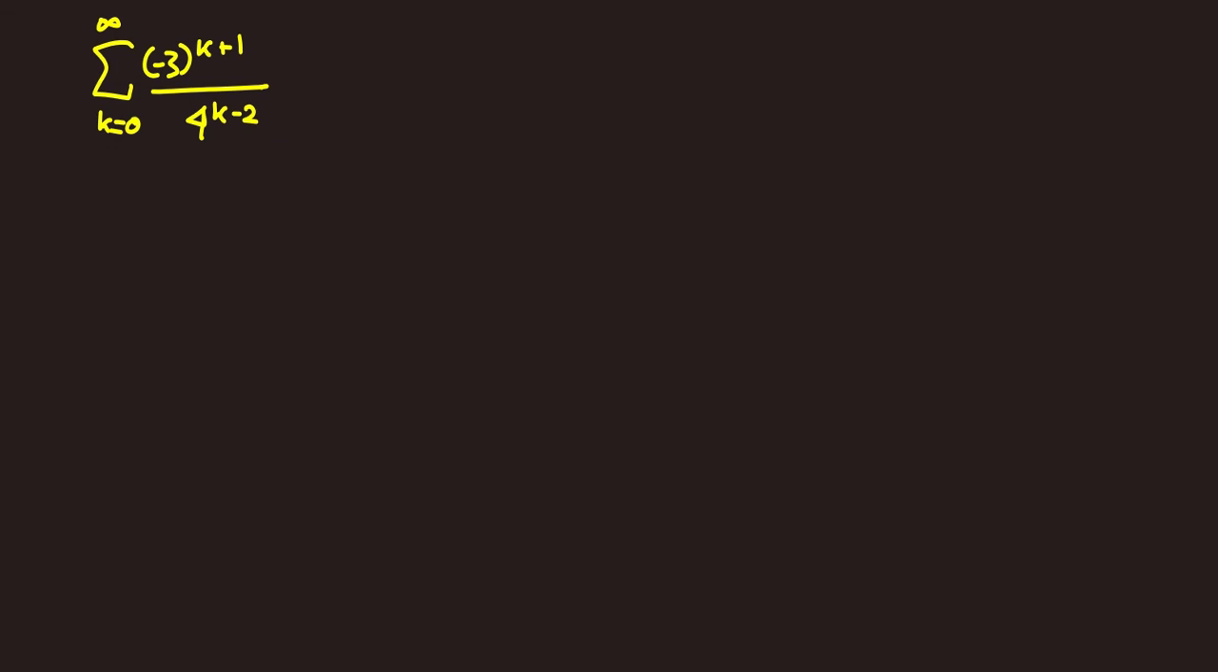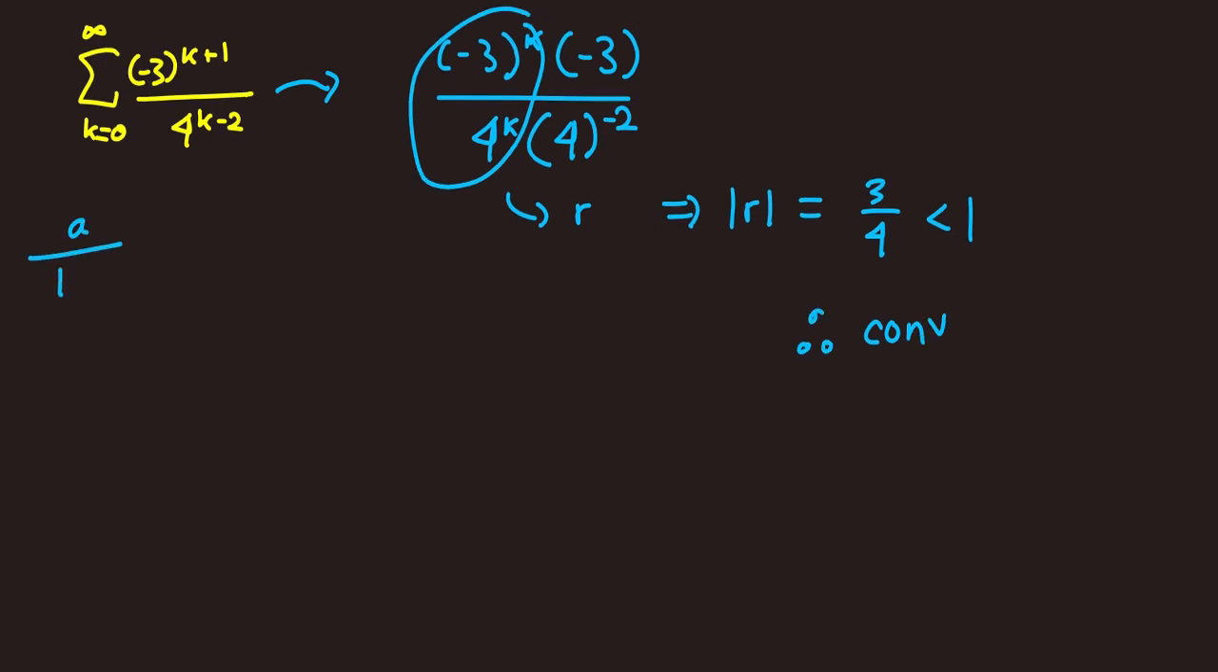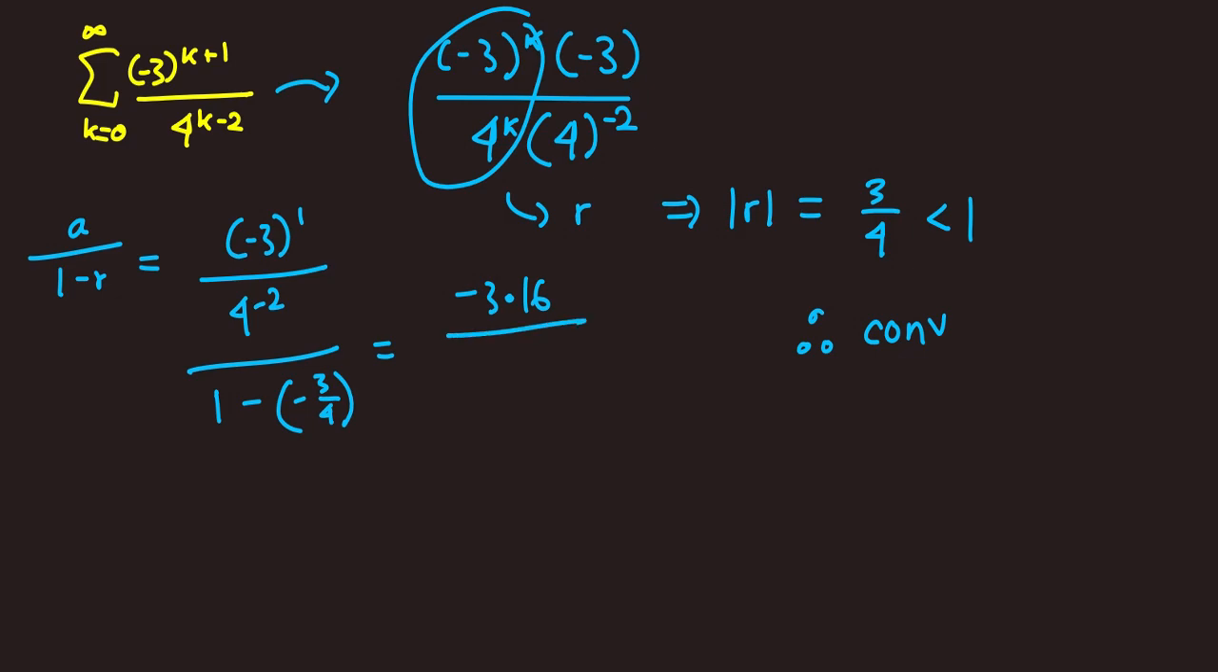For this one, you're going to have to do some work to get the ratio. So for the numerator, negative 3 to the k plus 1 can be represented as negative 3 to the k times negative 3. Similarly, 4 to the k minus 2 can be represented as 4 to the k times 4 to the negative 2. And there you can pull out the r, which is going to be 3/4, which is less than 1, and therefore it converges. You can use the same formula before to get the exact value of convergence. So if you work it out, you should end up getting negative 196 over 7.